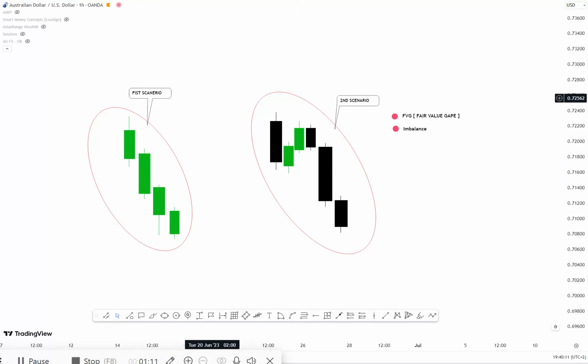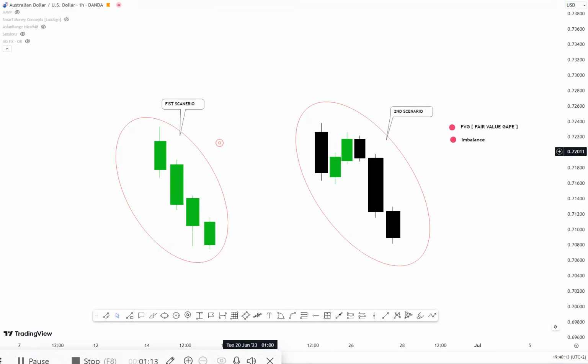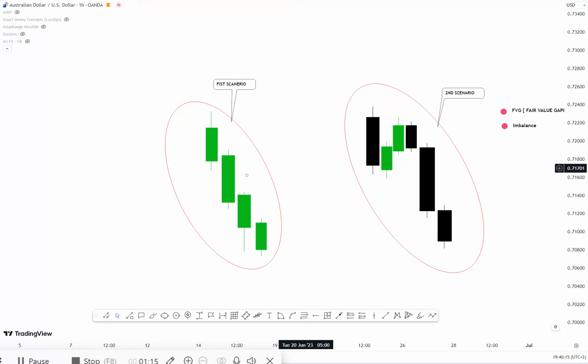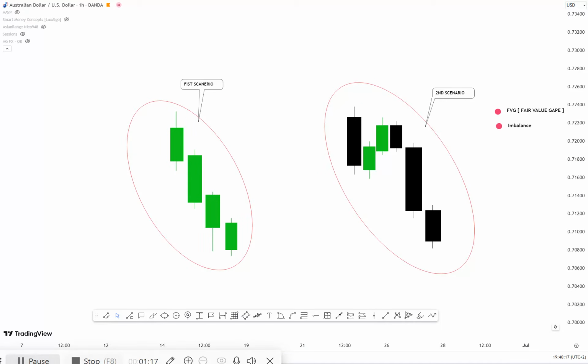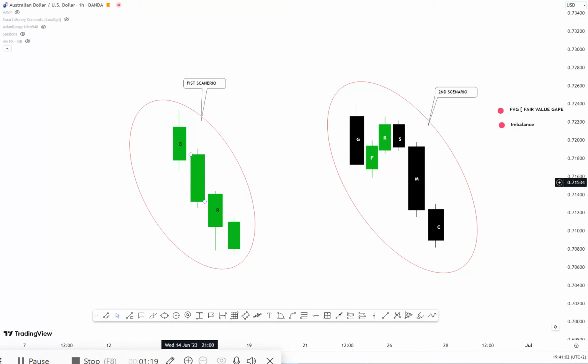Here are two scenarios in front of you guys. So let's talk about this scenario for now. Here is a bundle of candles in front of you guys. In this video I will teach you how we can find the imbalance in the market, like how we can say here is the imbalance between the buyers and sellers.